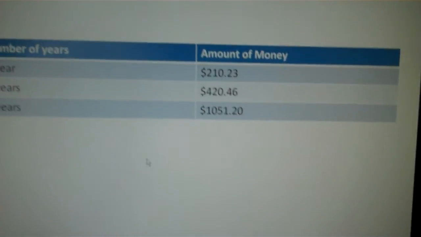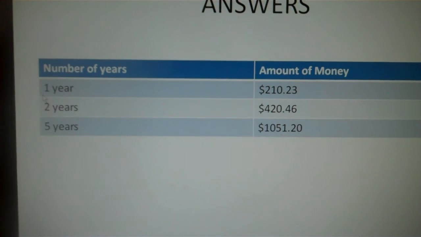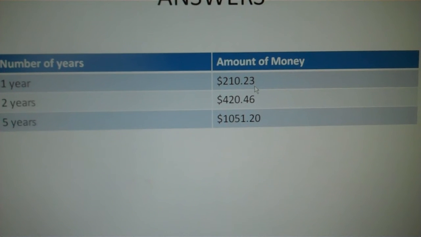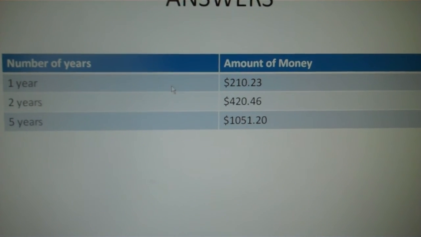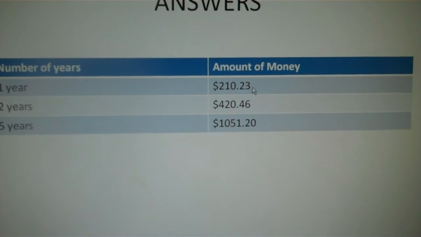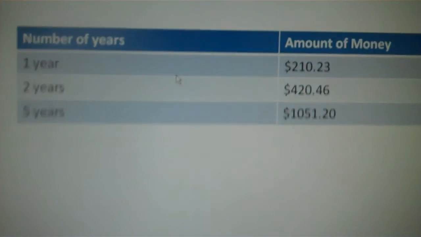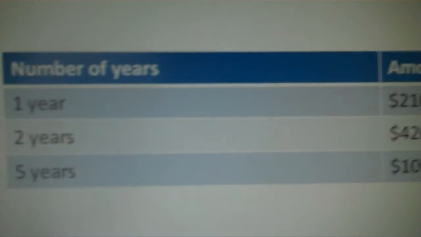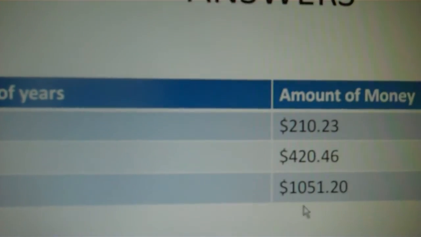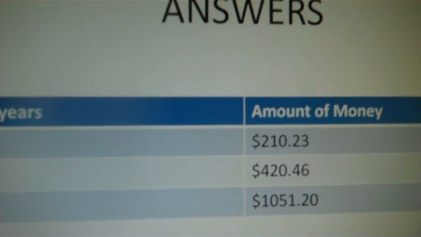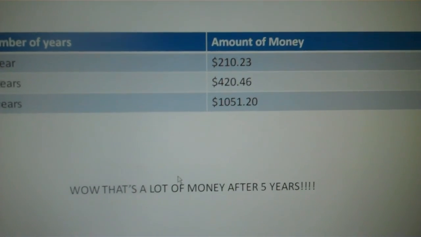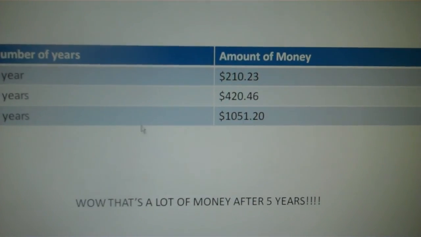Once you plug it into y equals, you would go to your table and you would go down for x equals 1. You would get $210.23 after 1 year, which means you gain about $10.23 in interest. After year 2, you would have $420. After year 5, you would have $1,051.21. Wow, a lot of money after 5 years, and you only deposited $200.